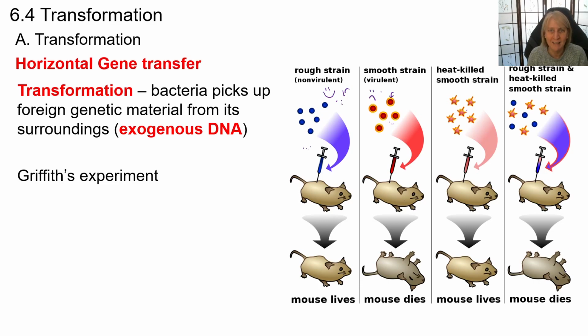The mouse died. Which is a surprise. Because if you take two kinds of not mouse killers and put them together, they definitely should not kill the mouse. What Griffith said was happening was that the dead smooth transformed the live rough into mouse killers.